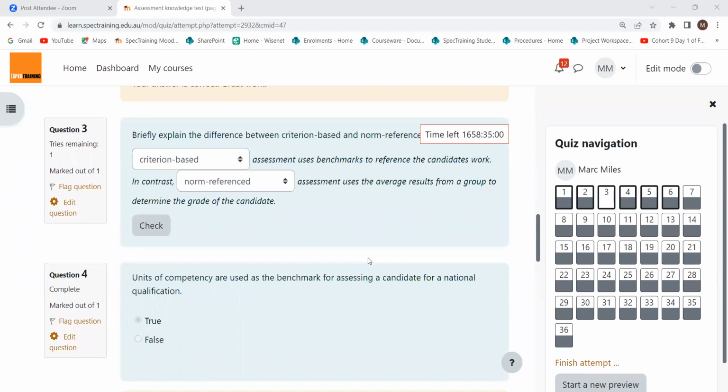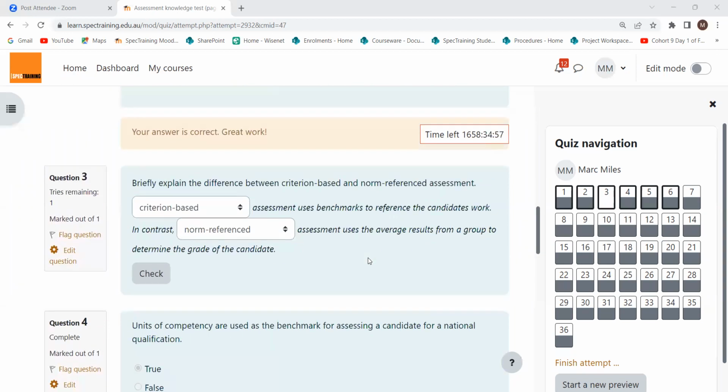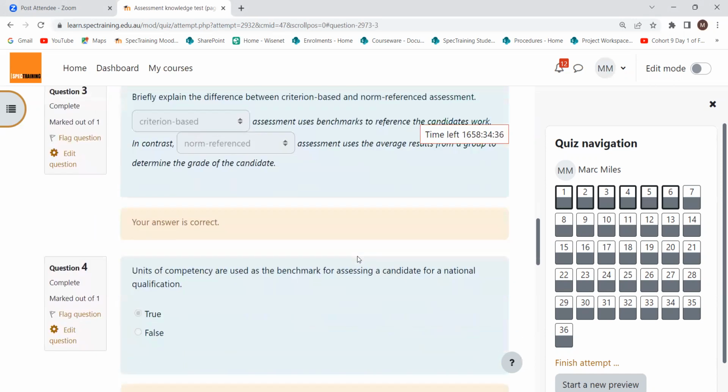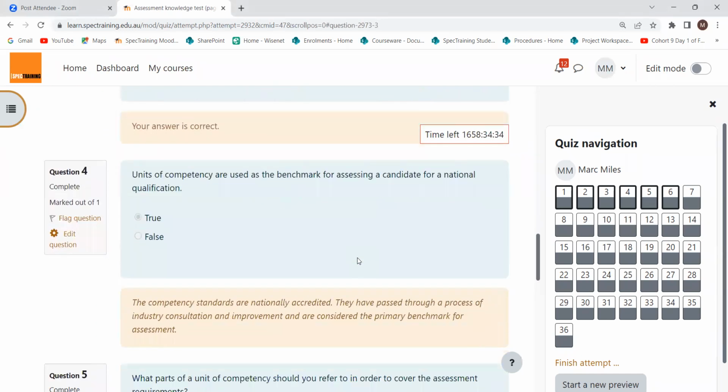Okay, question three, briefly explain the difference between criterion referenced and norm referenced assessment. Okay, let's check what the answer is here, folks. The answer is correct. Awesome. So criterion referenced assessment uses benchmarks to reference the candidate's work. In contrast, norm referenced assessment uses the average results from a group to determine the grade of the candidate. Okay, so coming down, question four, units of competency are used as a benchmark for assessing a candidate for a national qualification. True, absolutely true.